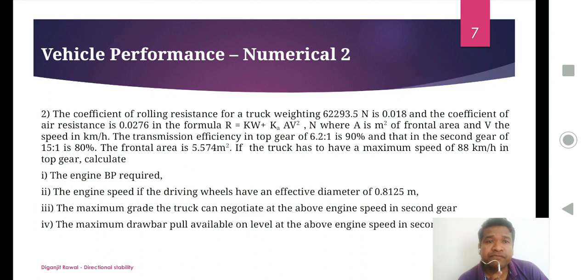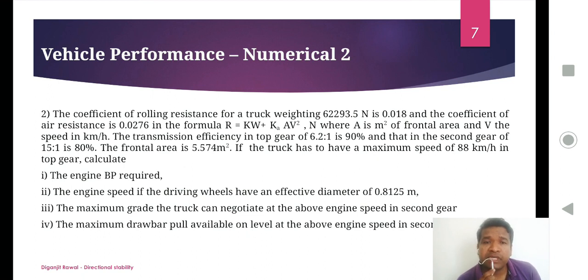The transmission efficiency in the top gear of 6.2 to 1 is 90%, and that in the second gear of 15 to 1 is 80%. The frontal area is 5.574 meter square. If the truck has to have a maximum speed of 88 kilometer per hour in the top gear, calculate the first one, the engine brake power required.